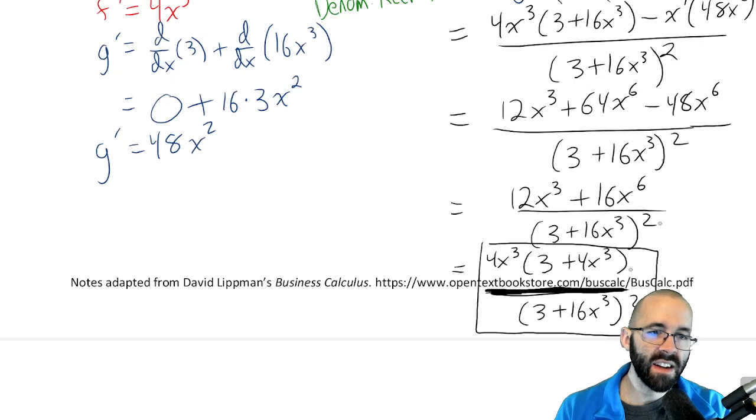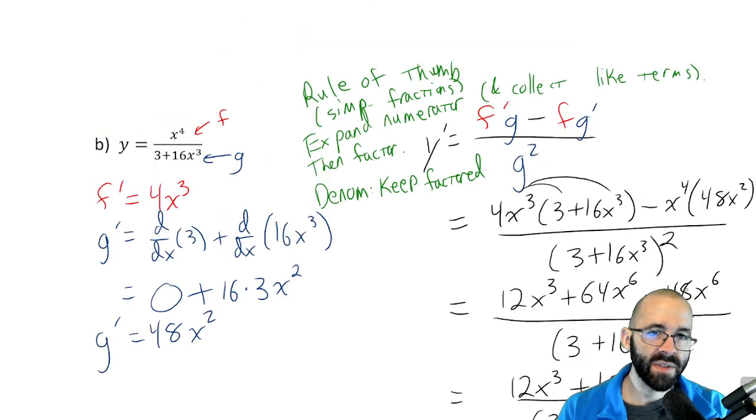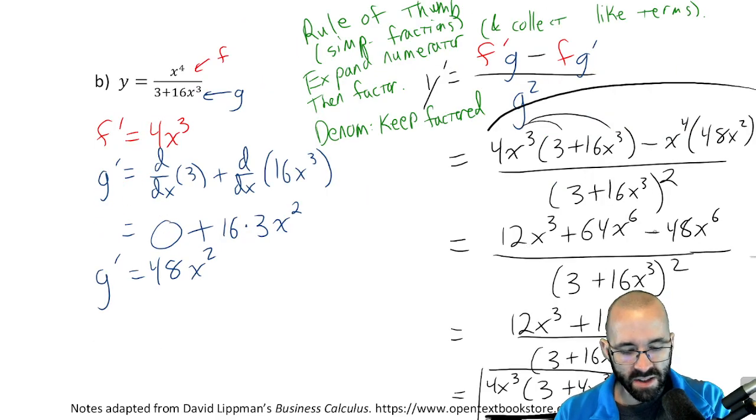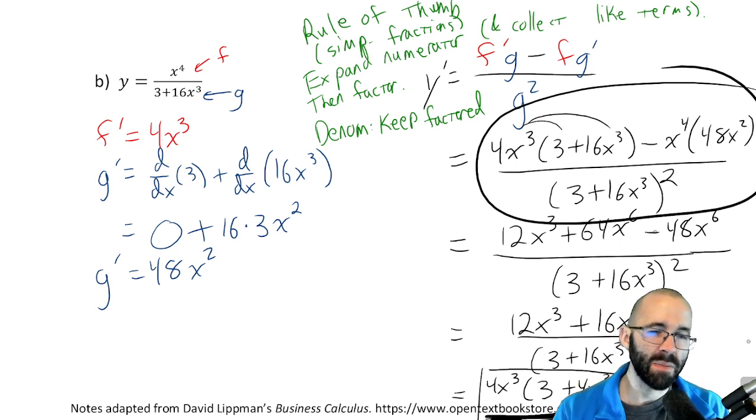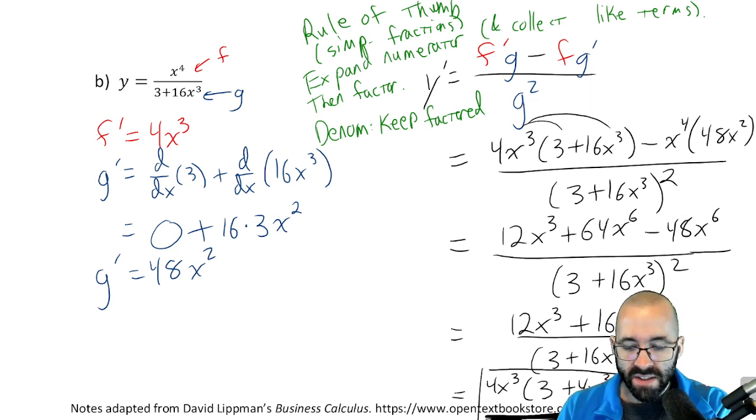The simplifying is not the big thing that I care about right now. The big thing I care about is just getting to here. This is where most of the points are. And then like 1 point for simplifying or something like that. All right. Well, this is our product and quotient rule.